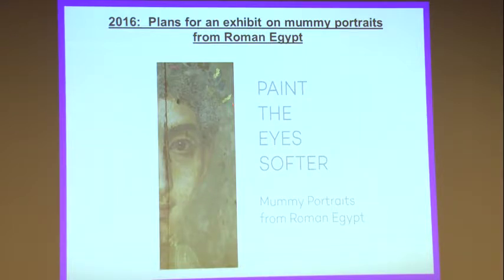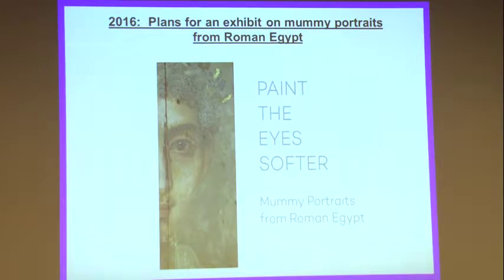This came about because there was an exhibit planned beginning in 2016 for characterization of mummy portraits from Roman Egypt. For a certain period of time in Egypt, when they mummified someone, they would wrap them up and then they would stick a portrait of what the person was supposed to have looked like on the front of that. And this is the portrait there.